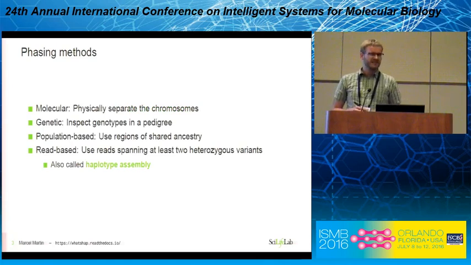You can do this in a wet lab with molecular methods by physically separating the chromosomes, and I've heard that is very difficult to do. You can do genetic phasing, which means you inspect the genotypes in a pedigree and deduce the haplotypes by using the rules of Mendelian inheritance. And you can do population-based phasing, which uses regions of shared ancestry in a population, and you can do read-based phasing, what I will be talking about, which is you use reads that span at least two heterozygous variants. And this, by the way, is also called haplotype assembly.